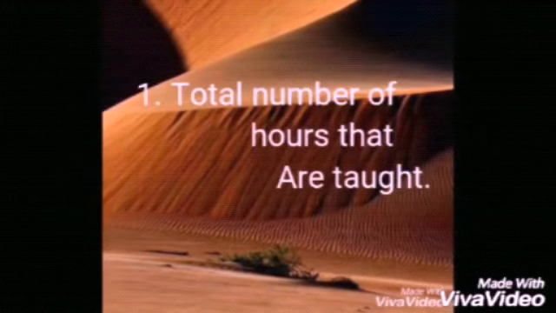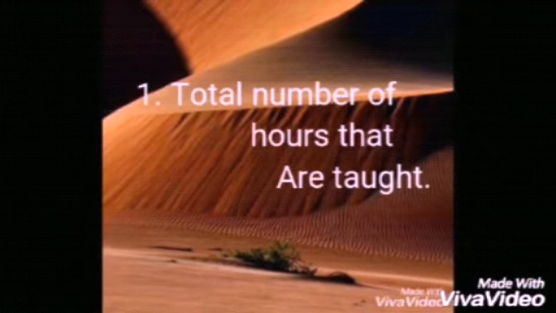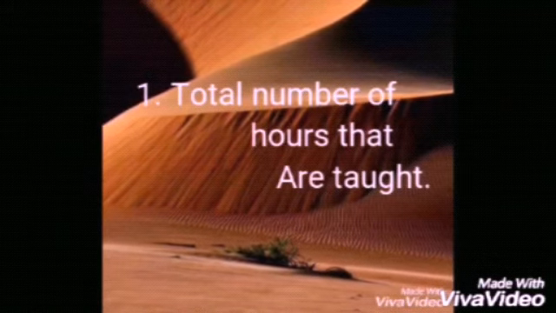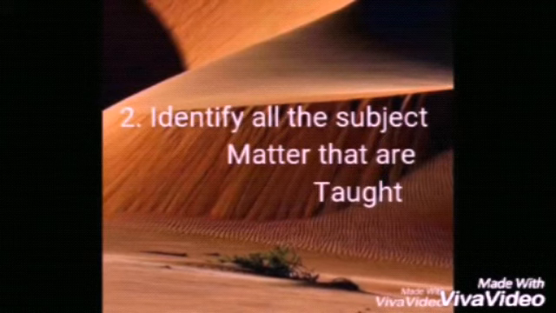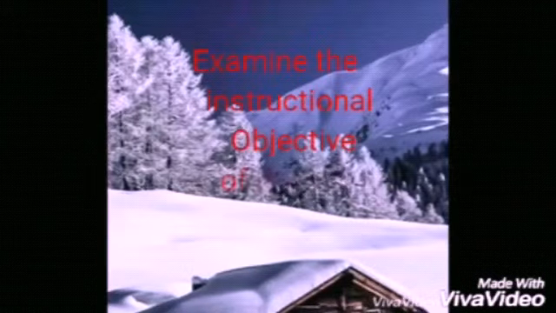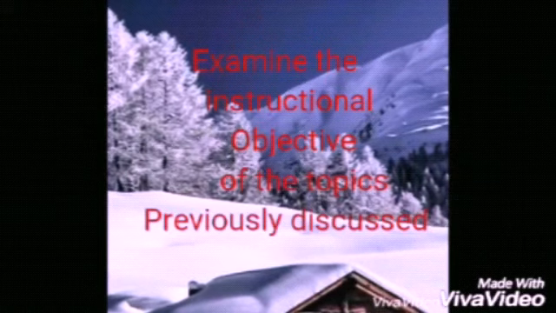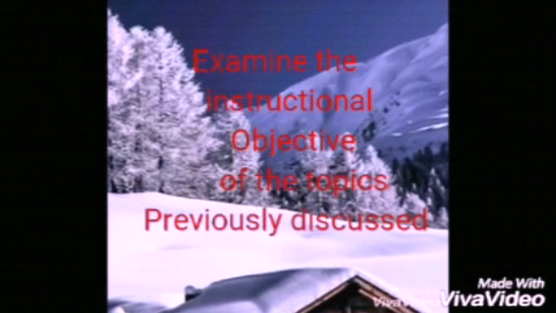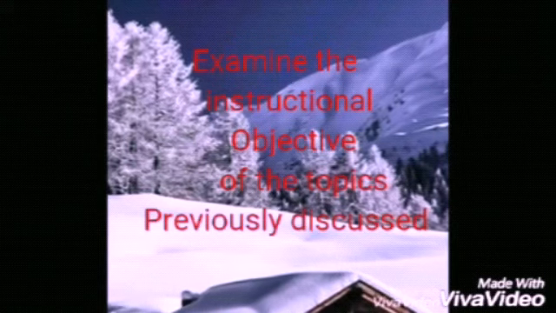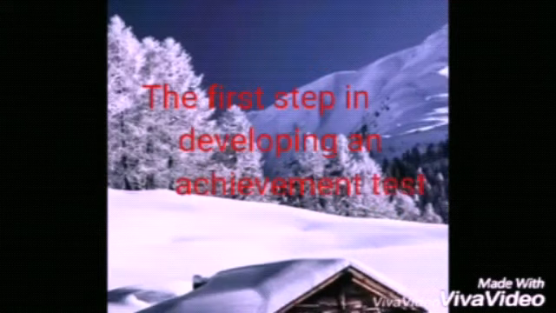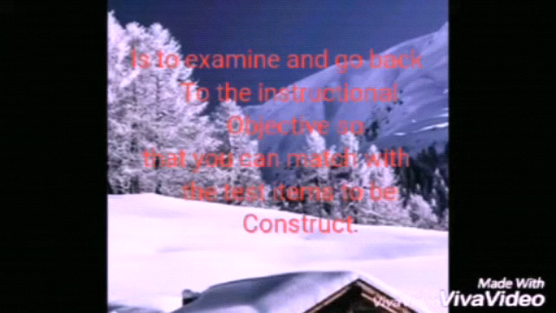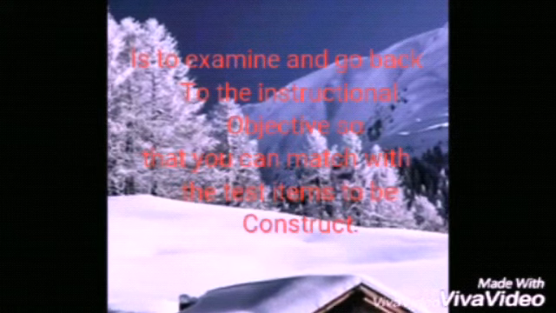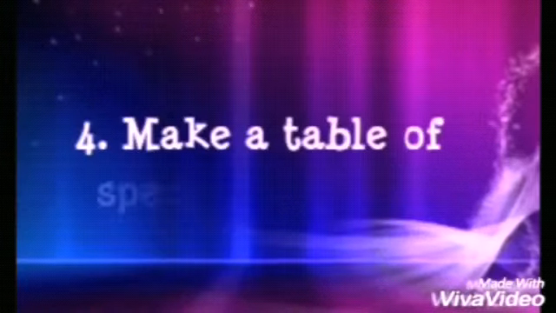In making an assessment tool, first is to identify the total number of hours that are taught. Second, identify all the subject matters that are taught. Number 3, examine the instructional objectives of the topics previously discussed. The first step in developing an achievement test is to examine and go back to the instructional objectives so that you can match them with the test items to be constructed.